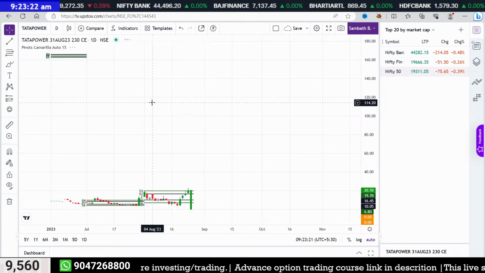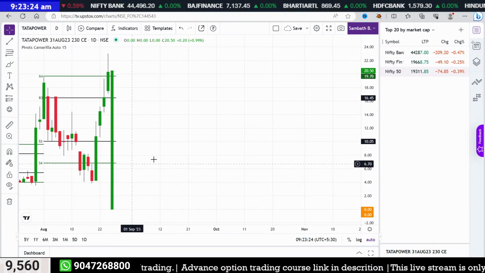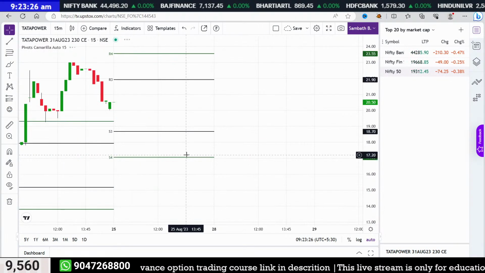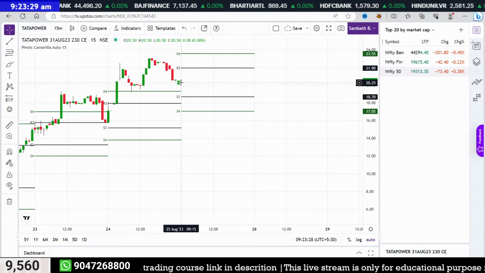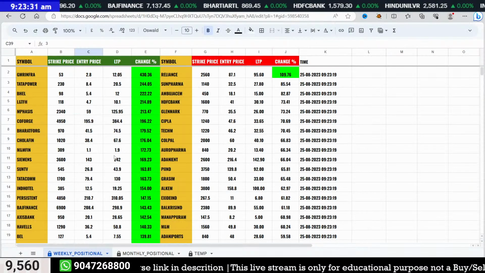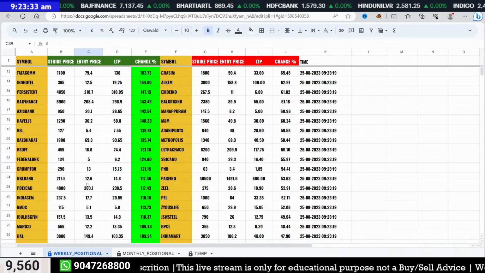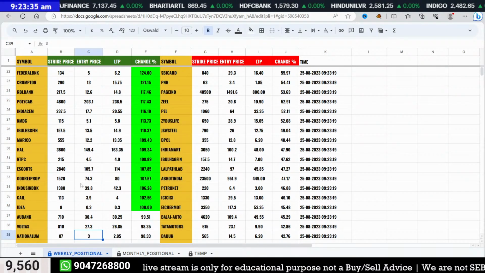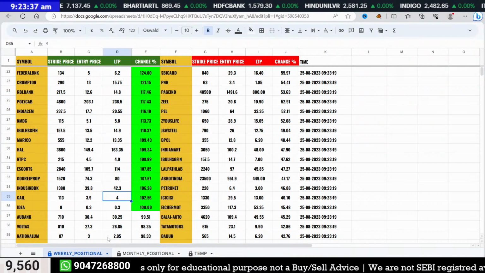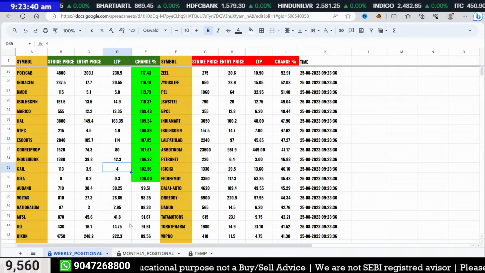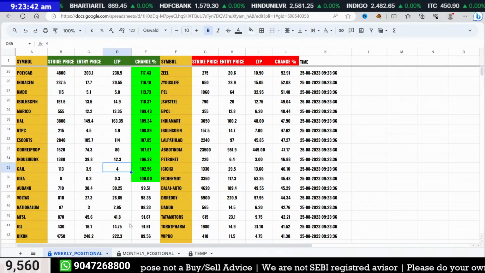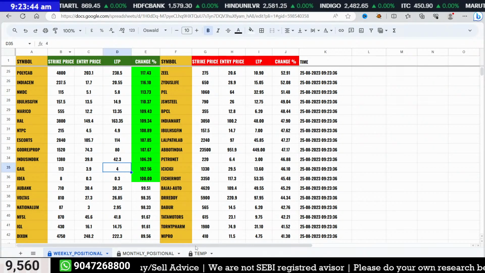230 call option. What's happening here today? It's not showing the right one. On the 15 minutes chart, it was in between the R3 and S3. Just wait for it. Maybe we have already triggered some opportunities. Gale, 4 rupees, not a new one. Voltas, AU Bank, National Aluminium, MFSL. From this list, if you find any good opportunity, we can try.